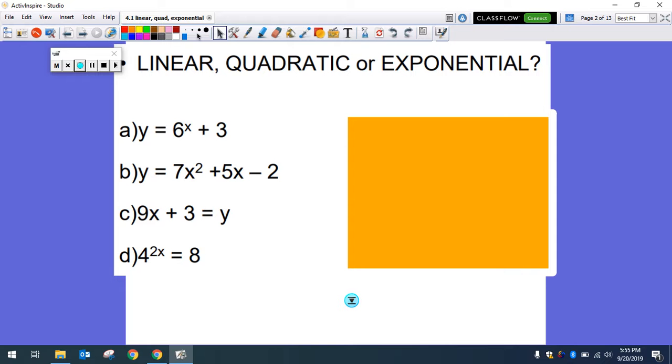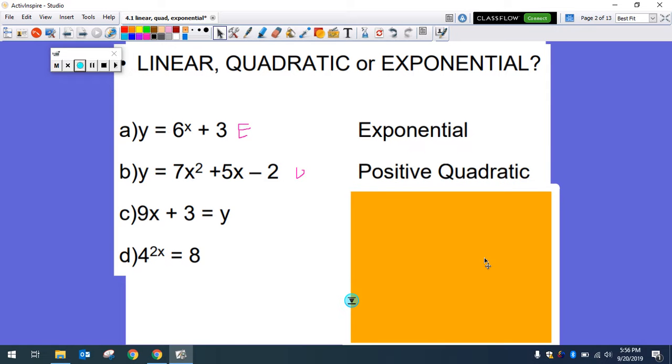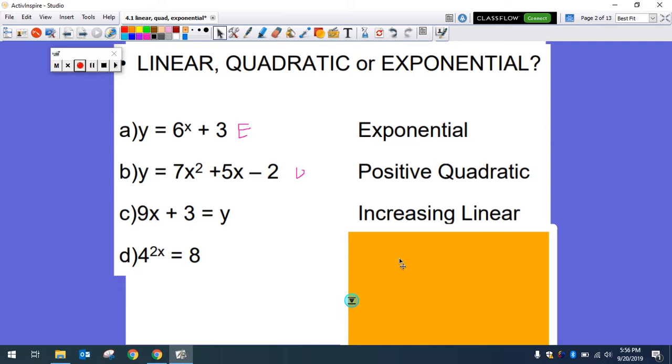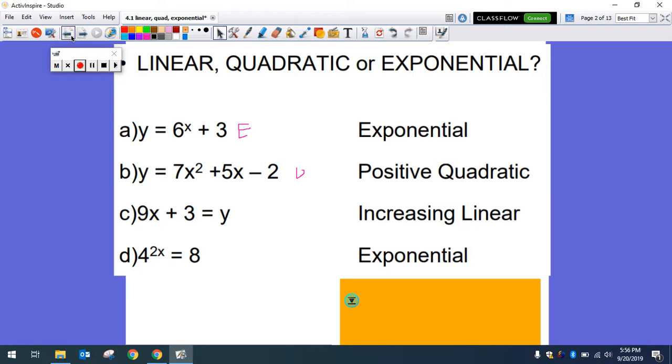So I'm going to go through these with you. A, it has an exponent of an x. That means it's an exponential because the exponent is an x. B has an x squared. That means it's a quadratic because it has an x squared. C doesn't have any exponents. If you don't see any exponents, that means it's linear. And then D has an exponent of a 2x. So because it has an exponent of an x, it is also exponential.